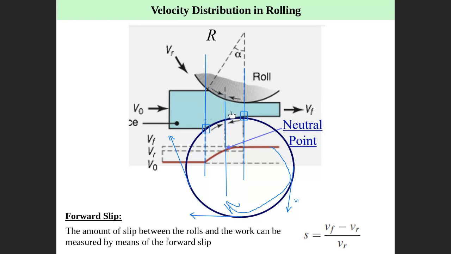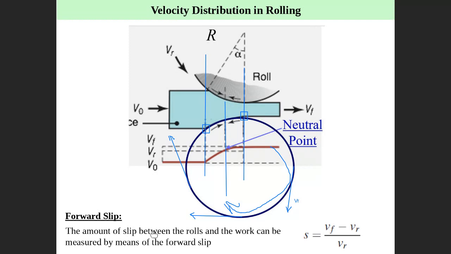Why? Because the speed of the workpiece is faster than the speed of the roller, then you can see that the friction is opposite. Then the friction in this direction feeds forward to move this one. In the other half, the friction is the opposite direction.